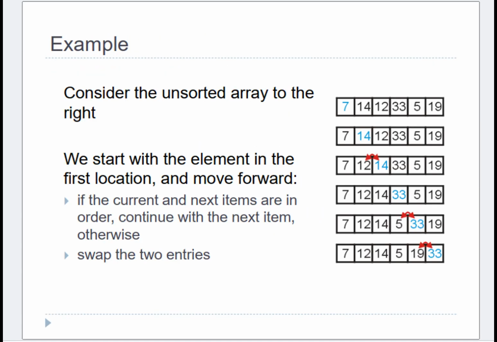Example. Consider the unsorted array. We start with the element in the first location and move forward. If the current and next items are in order, continue with the next item; otherwise swap the two entries.